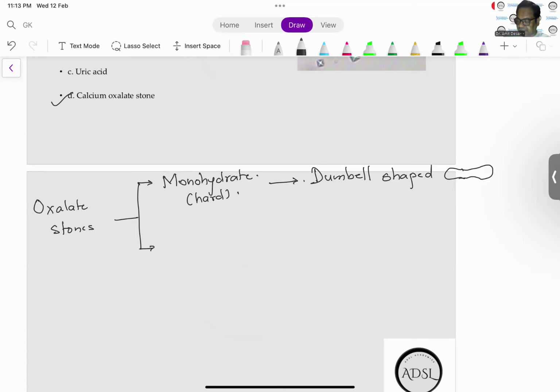Now, if you have a dihydrate variety of oxalate stone, then the shape of the crystals is going to be envelope shape. The ones that we are seeing just now, okay, they are going to be envelope shape.